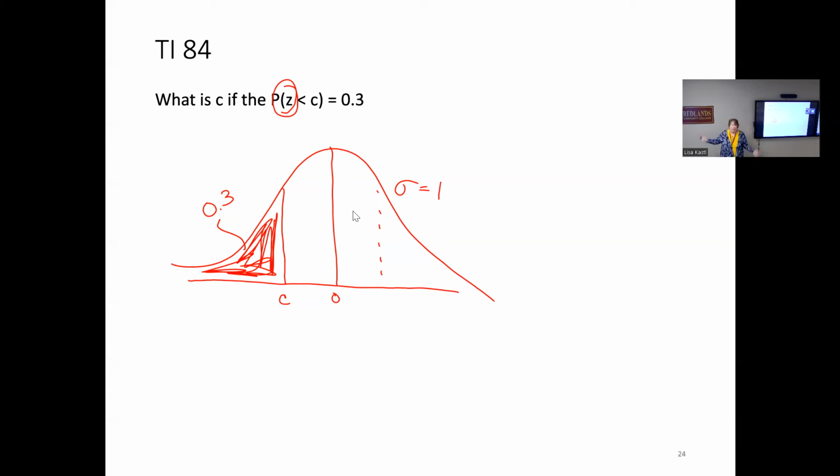All right, that's all well and good. How do I figure out what C value corresponds to an area under the curve of 0.3? Well, back in the day, you went to the table until you found a number close to 0.3, because these are all areas under the curve. So it looks to be somewhere close to negative 0.5. But with a calculator, we're going to use what is called the inverse normal.